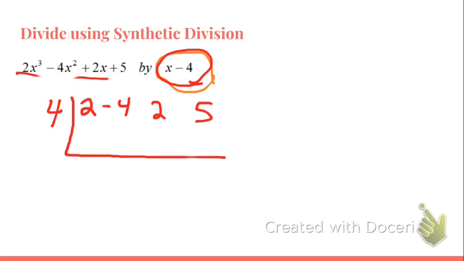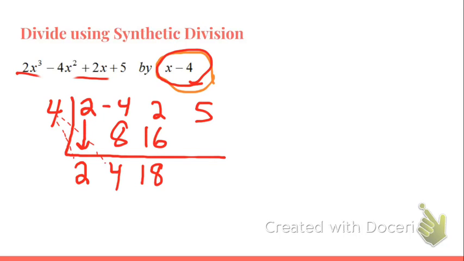Now, we're going to add vertically, so the first thing comes down, and then multiply diagonally. So 2 times 4 is 8, so an 8 goes right there. And we're going to add. Negative 4 plus 8 is 4. And then multiply diagonally. 4 times 4 is 16, that goes right there. We add vertically, and we get 18. Now we're going to multiply. 18 times 4 is 72. 72 plus 5 is 77.